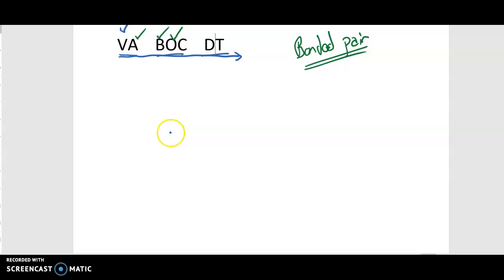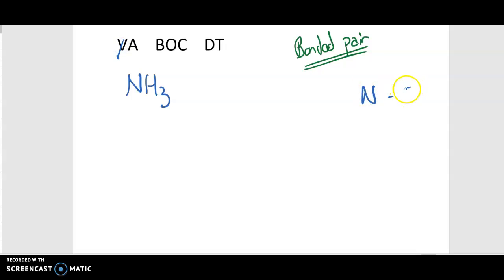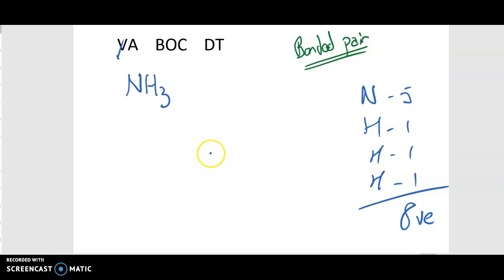So let's take ammonia, NH3. First step is valence electrons. Let's take it through. Valence electrons first. Nitrogen has 5. I've got 3 hydrogen atoms, 1 electron each, so 8 electrons to spread around.